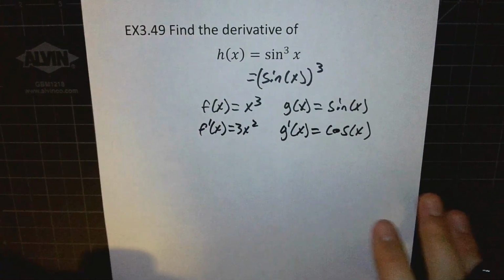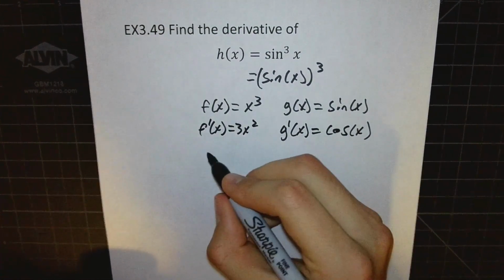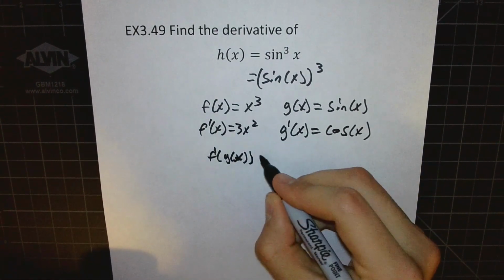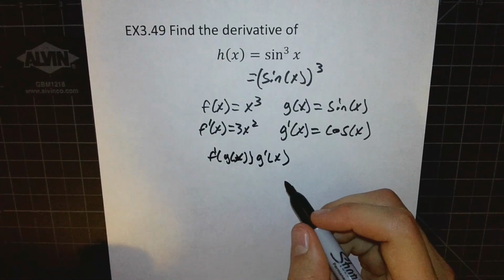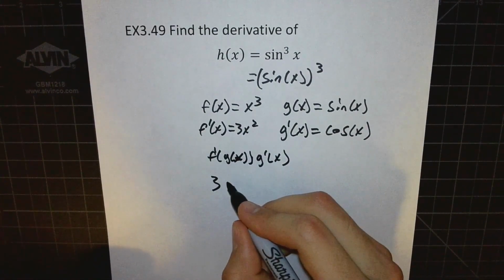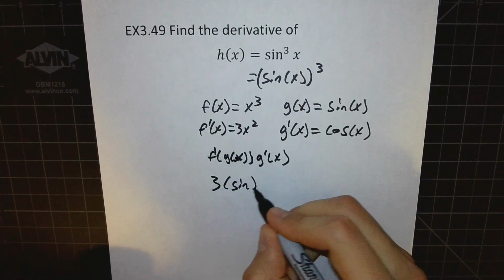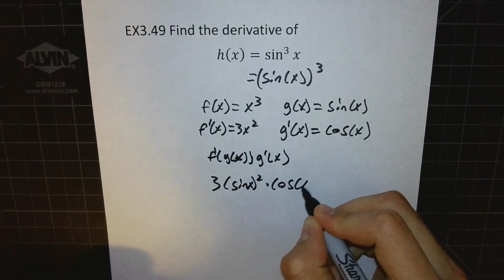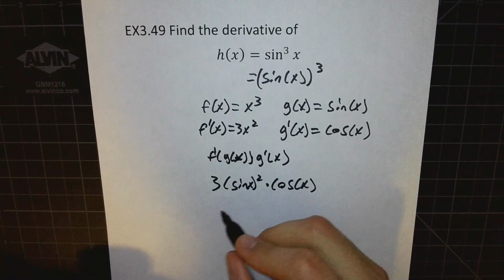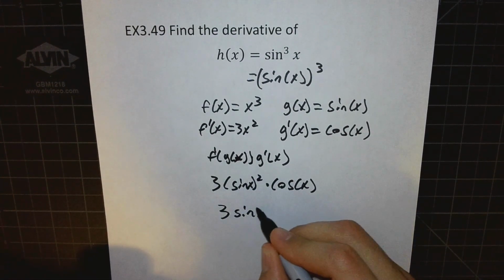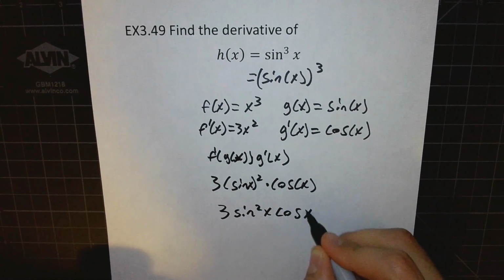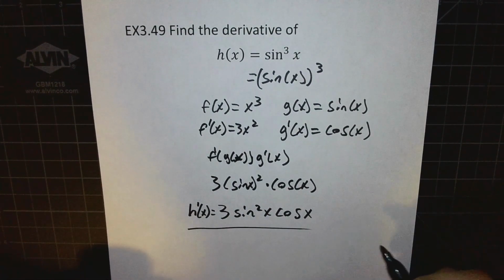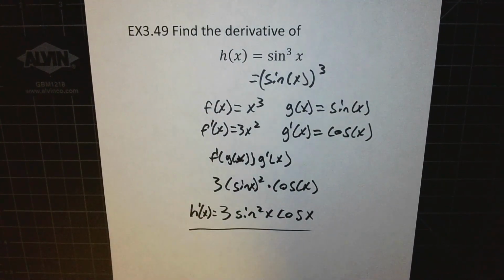So now that we have this, we can do our f prime of g of x times g prime of x, right? So we'll have 3 times sine x squared times cosine x. We can simplify this a little bit, so this ends up being 3 sine squared x cosine x, and that ends up being the derivative of our function. Like I said, easier than it looks.